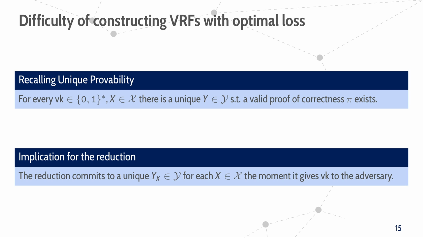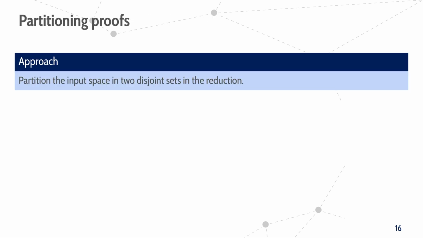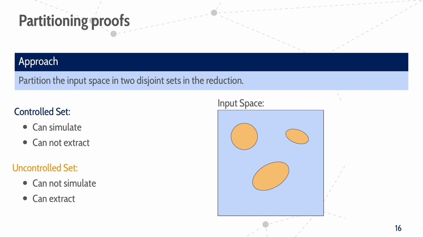In consequence, this limits us to doing a so-called partitioning proof in order to prove the pseudorandomness of a VRF. In such a proof, the reduction randomly partitions the input space of the VRF in two disjoint sets, a so-called controlled set and an uncontrolled set. For inputs in the controlled set, the reduction can simulate answers to the adversary's evaluation queries, but it cannot extract a solution to the underlying hardness assumption if the adversary chooses the challenge input in it. For the uncontrolled set, it is exactly the other way around.